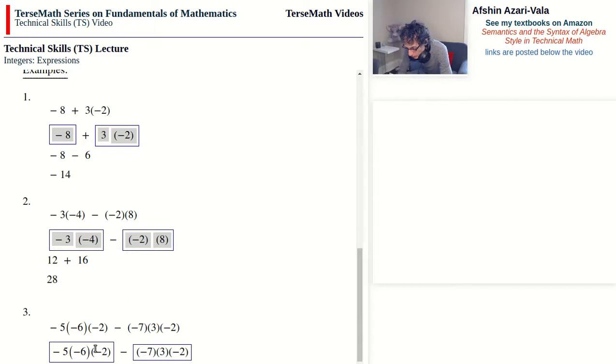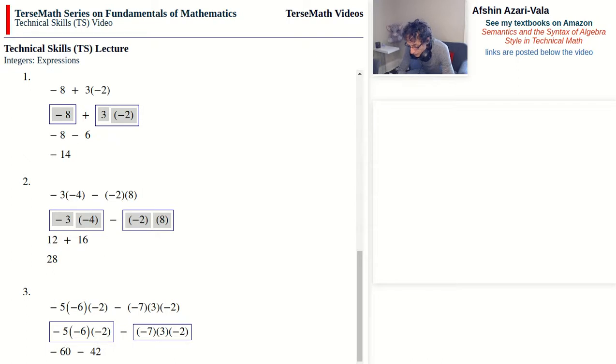Okay, for each one now we work out the sign, and then we work out the magnitude. Term number 1 has 3 negatives, so it will be negative. And then 5 times 6 times 2. 5 times 6 is 30. 30 times 2 is 60. So term number 1 will be -60. Term number 2 also has 3 negatives, including the subtraction. There is 1, 2, 3. And therefore it will be a minus. And now that we have worked out the sign, we ignore the signs and we multiply 7 by 3 by 2. 7 times 3 is 21, and 21 times 2 is 42. So we get -60 minus 42.